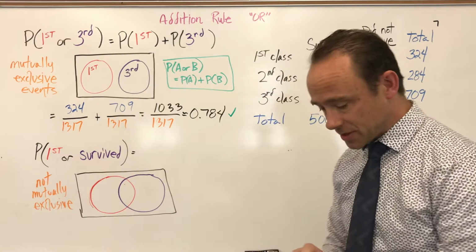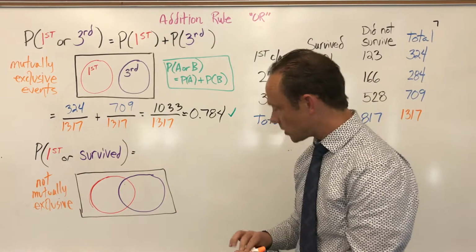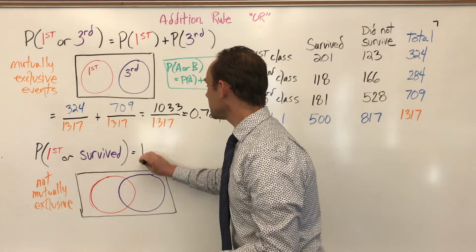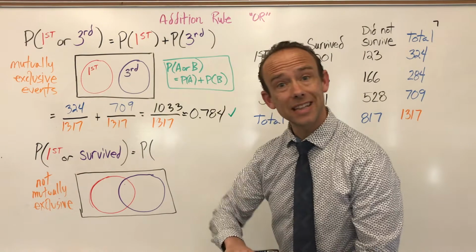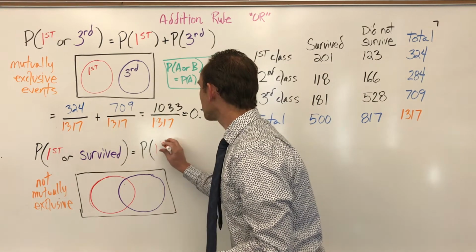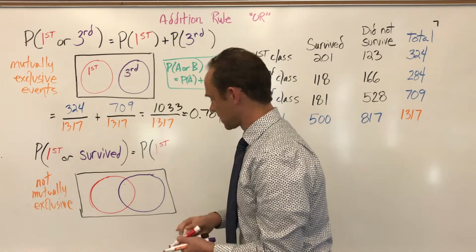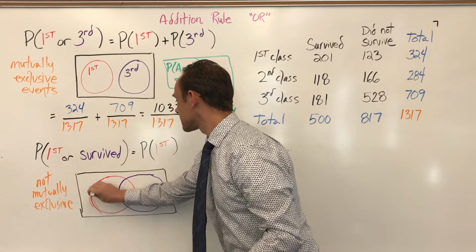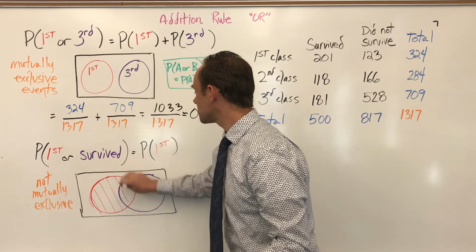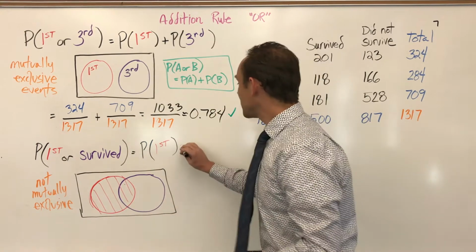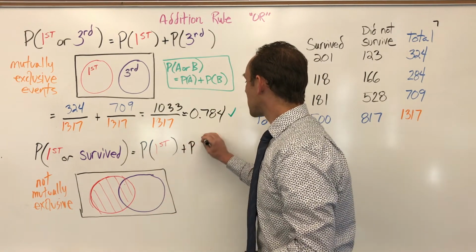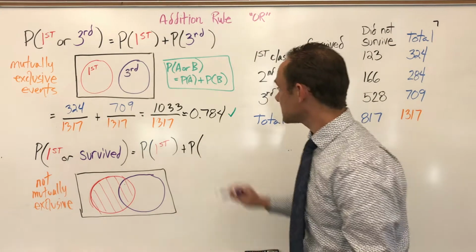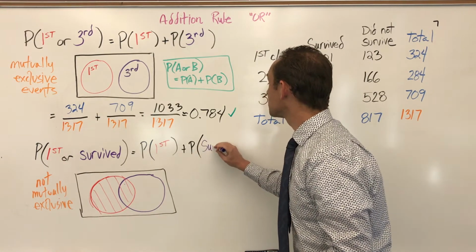Okay, so what do you do in this instance? Well, what you do is you're going to take the probability of first class. Okay, probability of first. Now that's all of this. That's going to be the whole, everybody who's represented by first class. And you're going to add it to the probability of third class of survived.